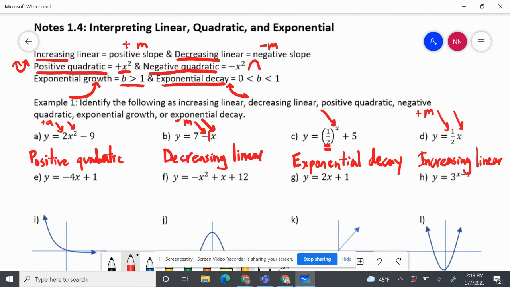Take a moment, try those next 4 on your own, pause the video, and then come back and see how you did. So for letter E, no exponents, so we know it's linear. Our slope is negative, so that would be decreasing linear.